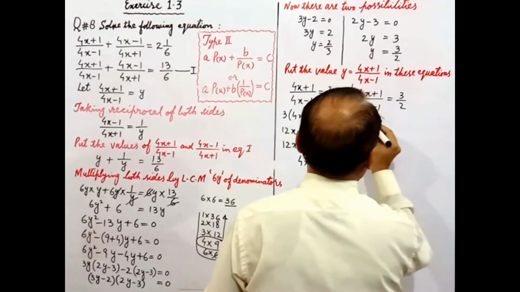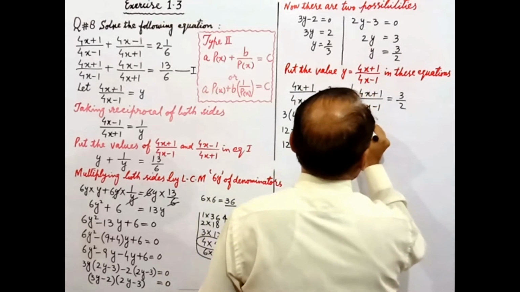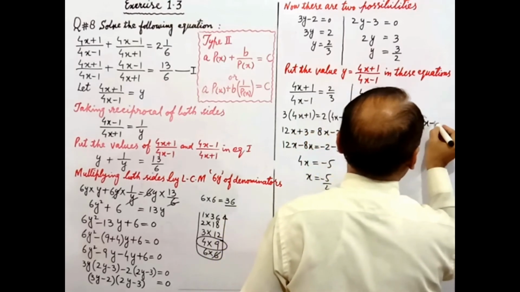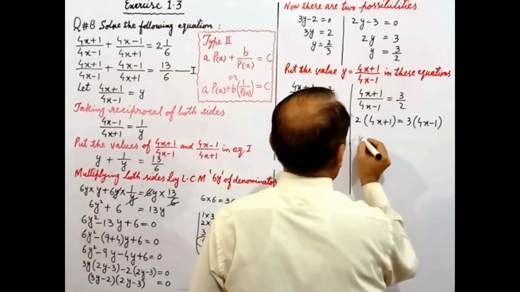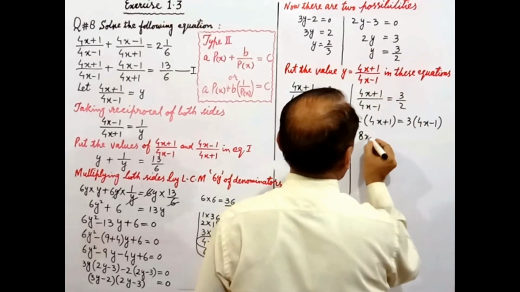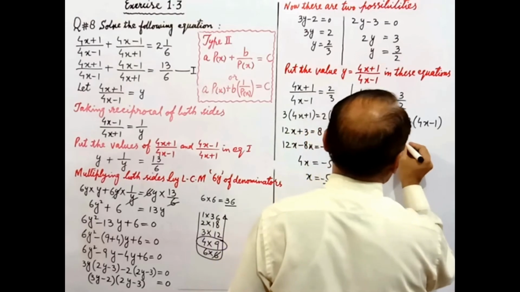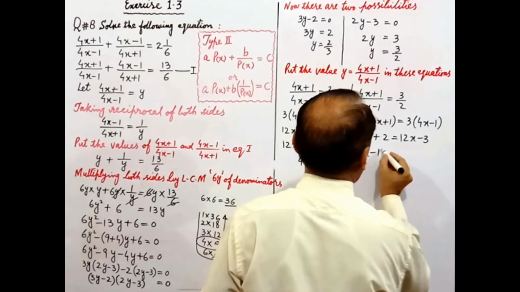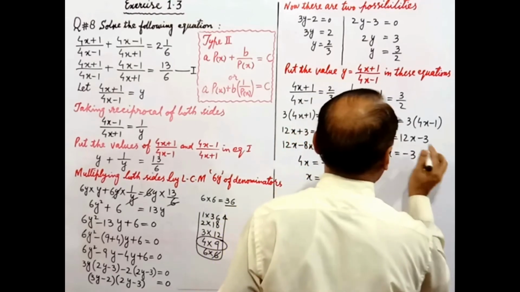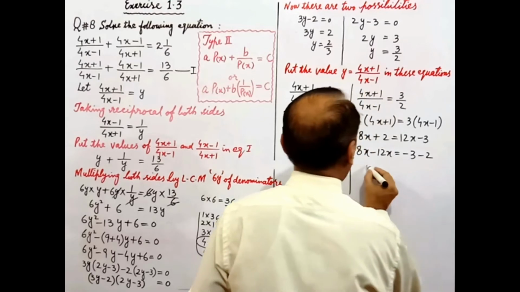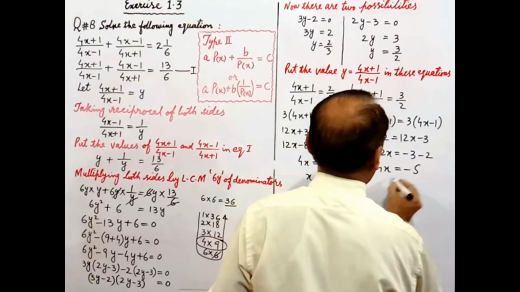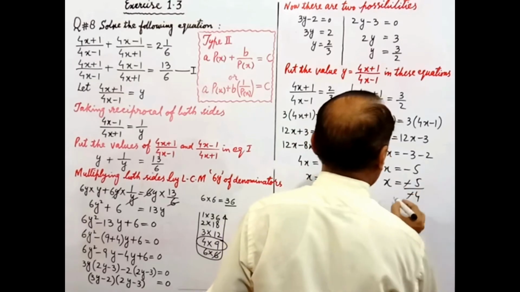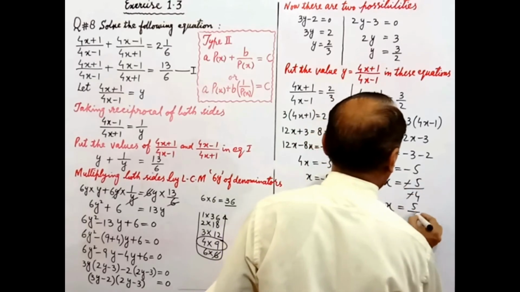And for the next possibility, we have 2 into (4x plus 1) is equal to 3 into (4x minus 1) by the cross multiplication. By simplification, we have 2 4s are 8x plus 2 is equal to 3 4s are 12x minus 3. 8x, 12x is taken to the left hand side becomes minus 12x is equal to minus 3. 2 is taken to the right hand side becomes minus 2. We have minus 4x is equal to minus 5. Minus 4 when taken to the right hand side becomes denominator. Minus is cancelled by minus. We have x is equal to 5 by 4.